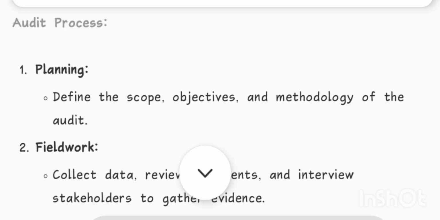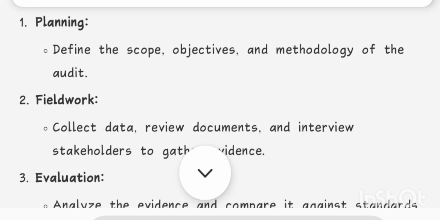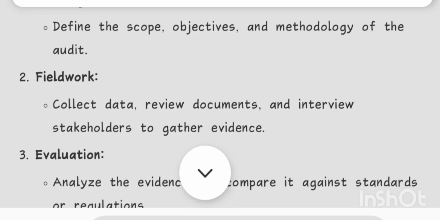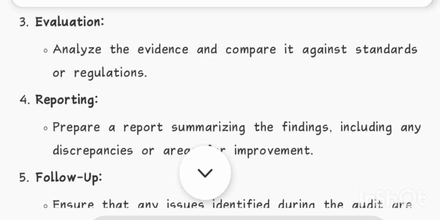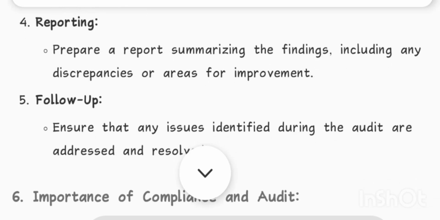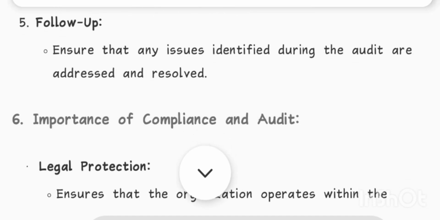Audit process. 1. Planning. Define the scope, objectives, and methodology of the audit. 2. Field work. Collect data, review documents, and interview stakeholders to gather evidence. 3. Evaluation. Analyze the evidence and compare it against standards or regulations. 4. Reporting. Prepare a report summarizing the findings, including any discrepancies or areas for improvement. 5. Follow-up. Ensure that any issues identified during the audit are addressed and resolved.